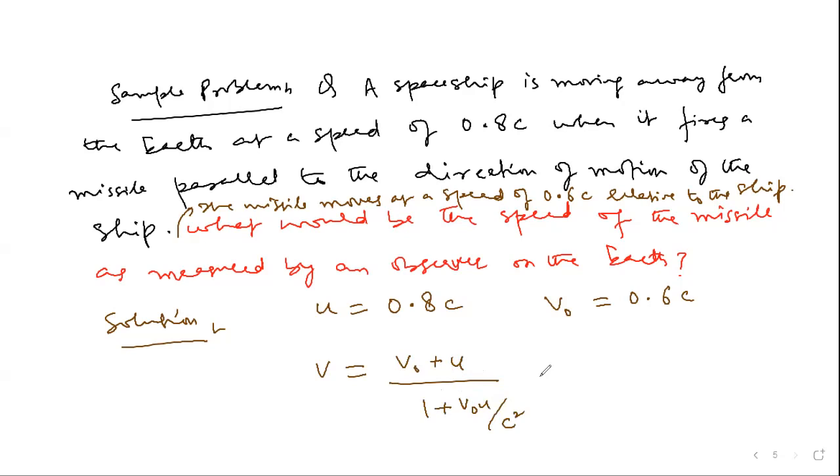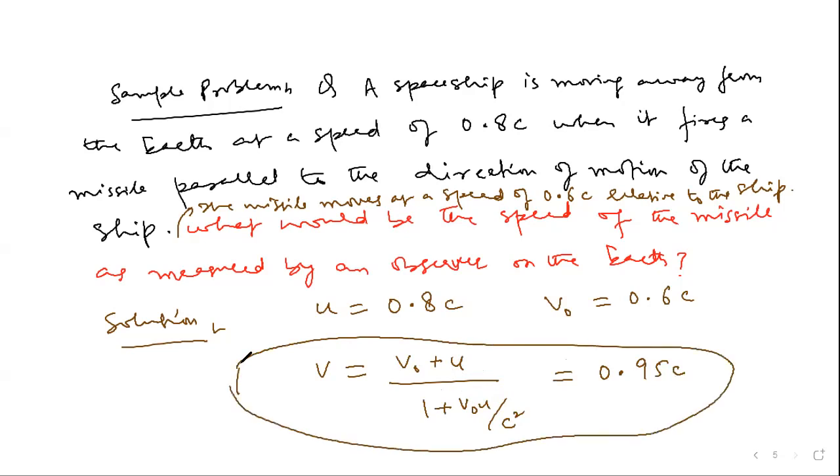Substitute all the values. I will write directly the result. It will give me 0.95 c, right? So the velocity of the missile as measured by an observer on the earth is 0.95 c, right?